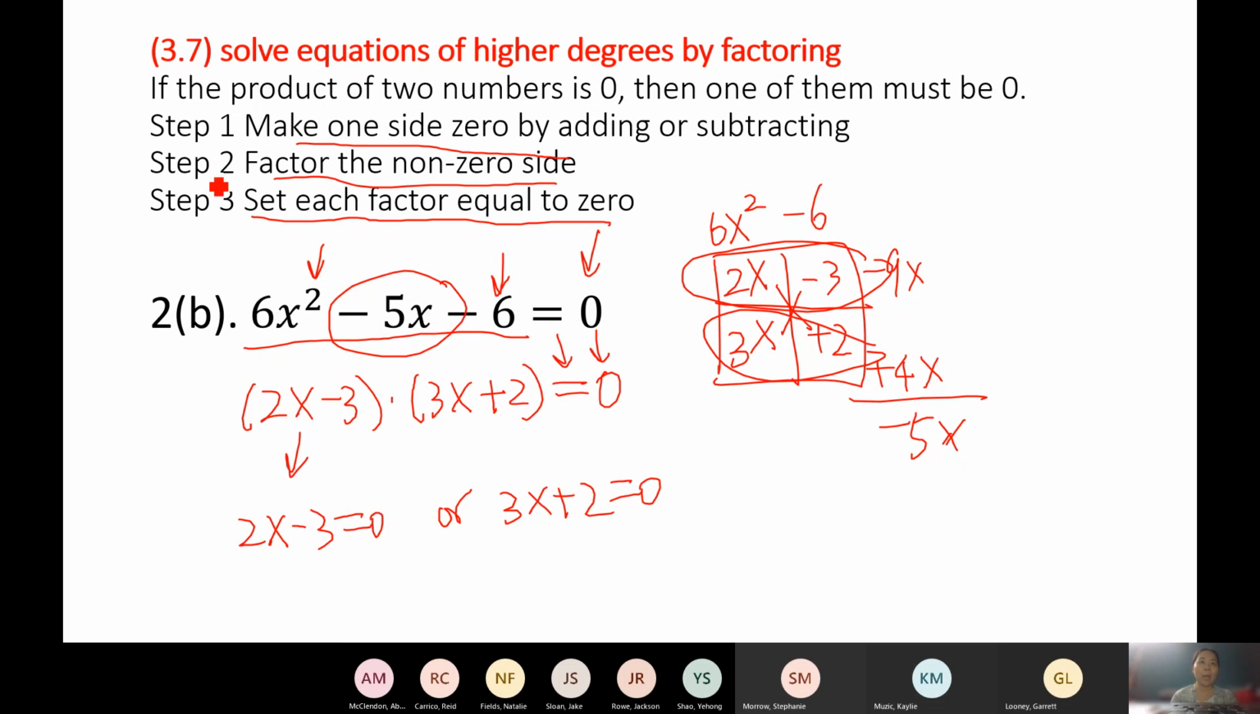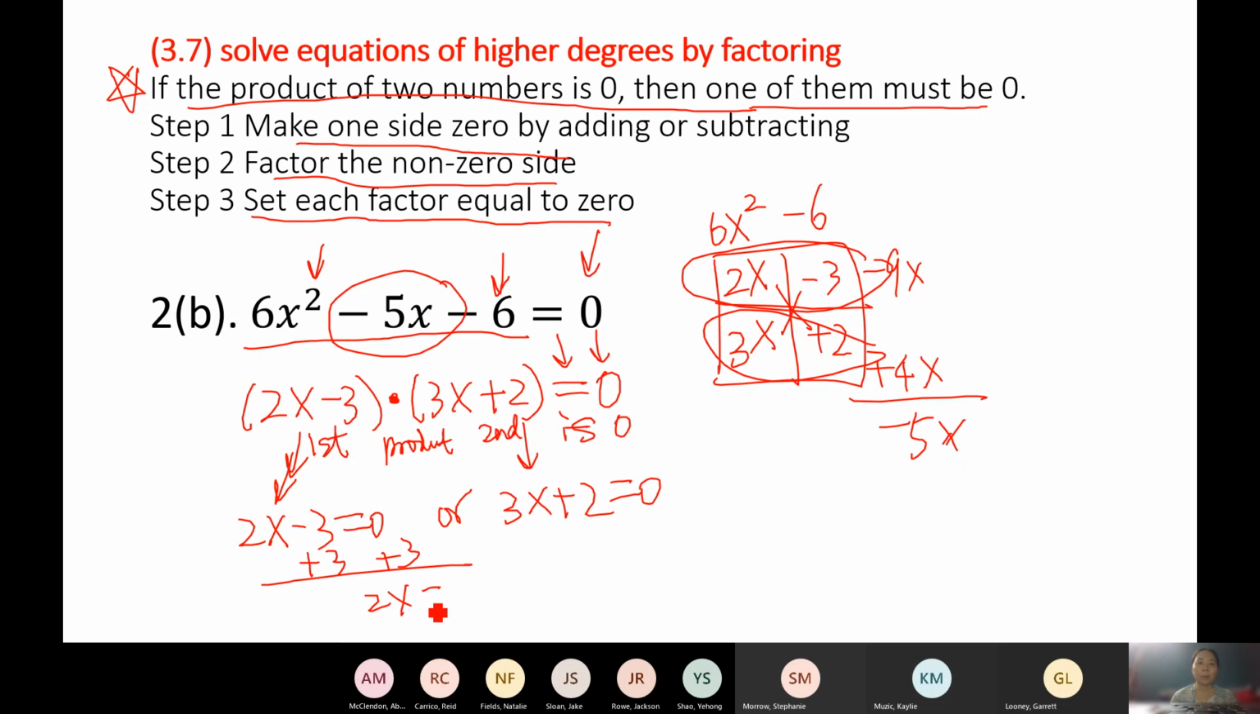Why can we do that? That is based on this property. If the product of 2 numbers is 0, then one of them must be 0. Apparently, I have the product. If the product of 2 numbers, you can think of this as the first number, this as the second number, is 0, then one of them must be 0. Either the first is 0 or the second is 0, okay? And then you just get x by itself.